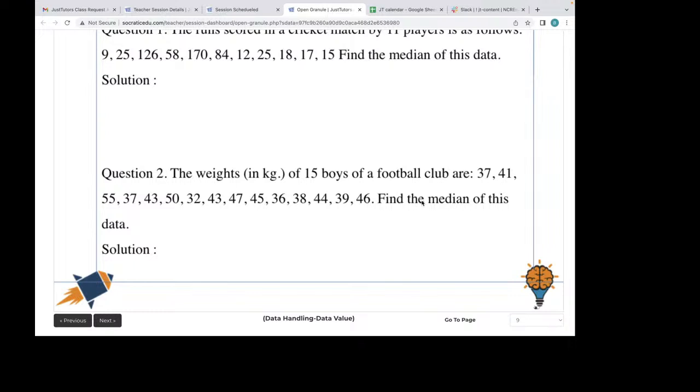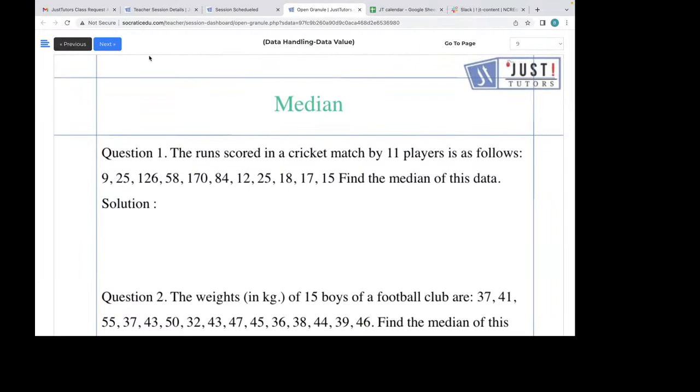So we have to find the median of this too. How will we do it? The first step is going to be the same, in which we have to arrange these numbers in ascending or descending order. After that, whatever the middle value is, that will be the median. Okay, so I hope this is clear to everyone.